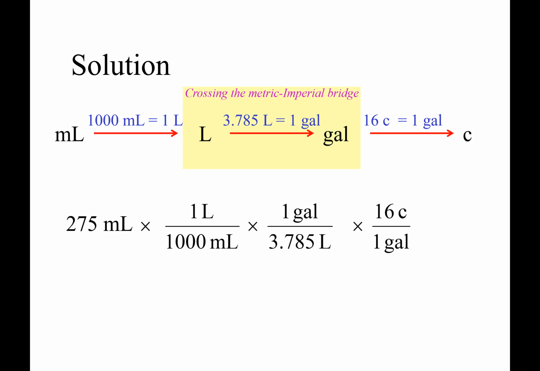Now, everybody's a little bit different when you plug this into your calculator. What I like to do is begin parentheses, take my 275 times 16, end parentheses, hit the divide key, begin a new set of parentheses for the denominator, take 1,000 times 3.785, end parentheses. That's what I would do. Some people like to take the numerator, hit enter, and then divide by the denominator.